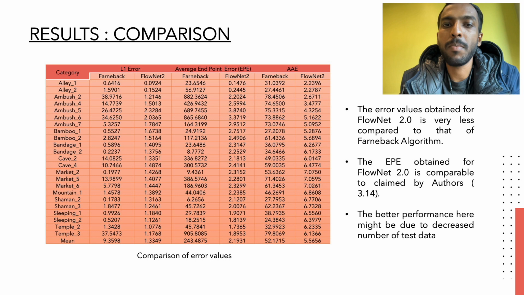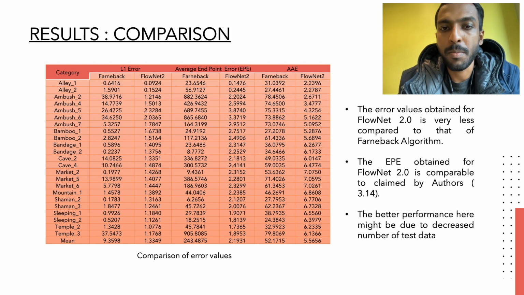The mean values of the performance metrics are provided in this table here. As expected, FlowNet 2.0 results are much better than that of the Farneback algorithm. The L1 error, average endpoint error, average angular error of Farneback algorithm results are much higher compared to that of the FlowNet 2.0 results. This might be due to the white patches in the Farneback results which we discussed earlier. The endpoint error obtained for the considered dataset in our experiment is better than the values claimed by the authors. This might be due to the decreased number of test data we consider for our experiment.